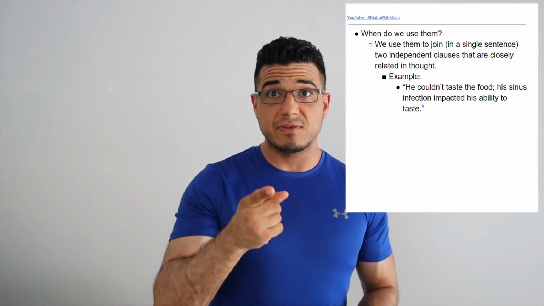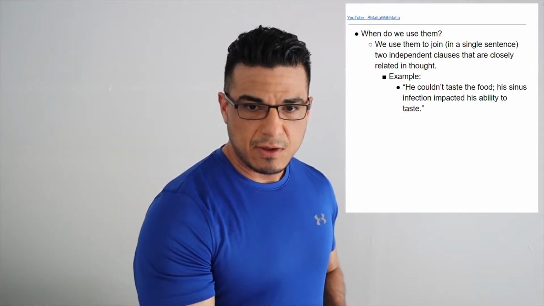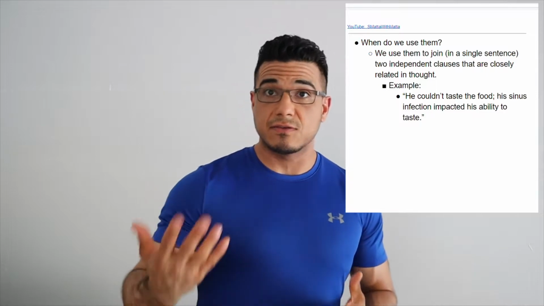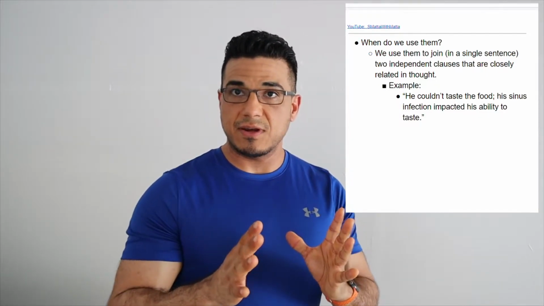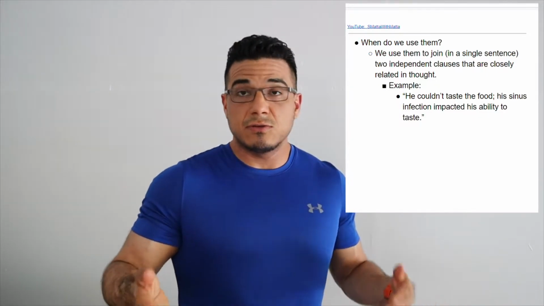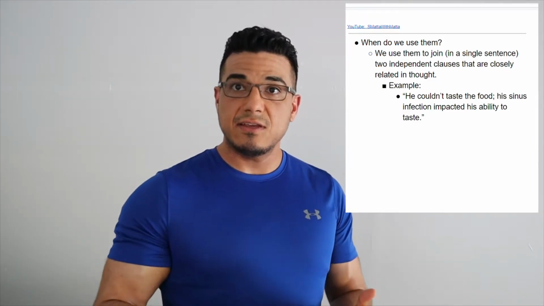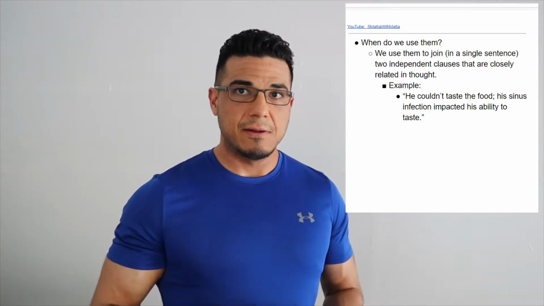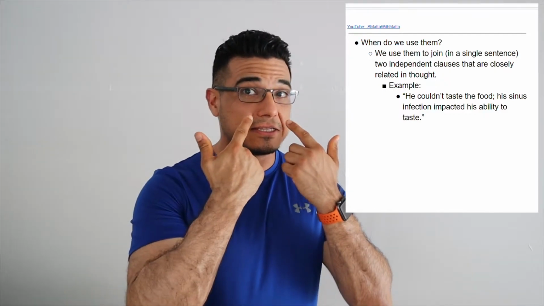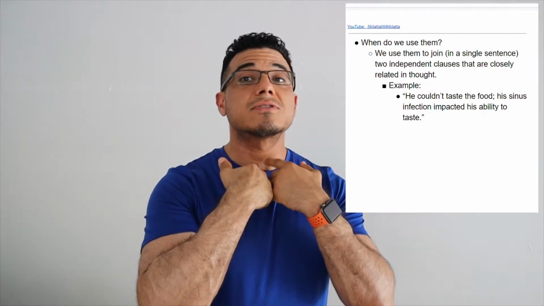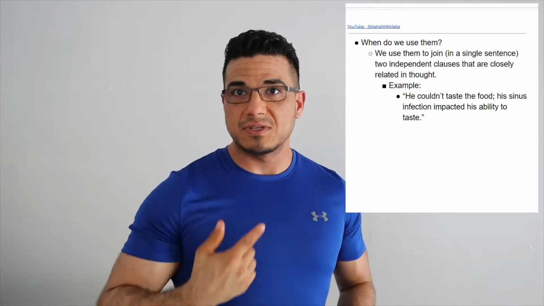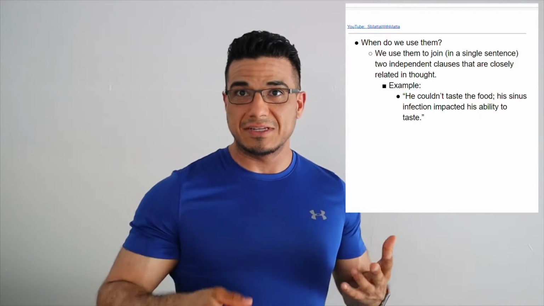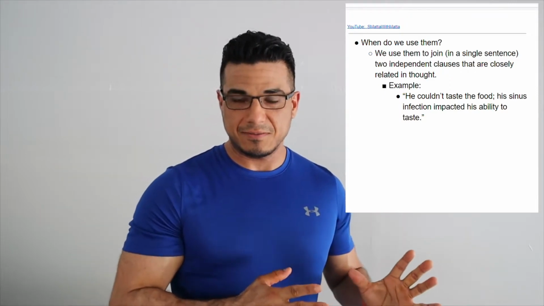And I do give an example, which you should see on screen: he couldn't taste the food. So that's my independent clause. I've got my subject. Well, what couldn't he do? He couldn't taste the food. But then I continue that idea with the second independent clause, which is his sinus infection impacted his ability to taste. And as a reminder, a sinus is the passage between the nose towards the esophagus. Your smell receptors and your taste receptors, smell and taste are essentially the same thing. They're linked. But anywho, that's a different topic.